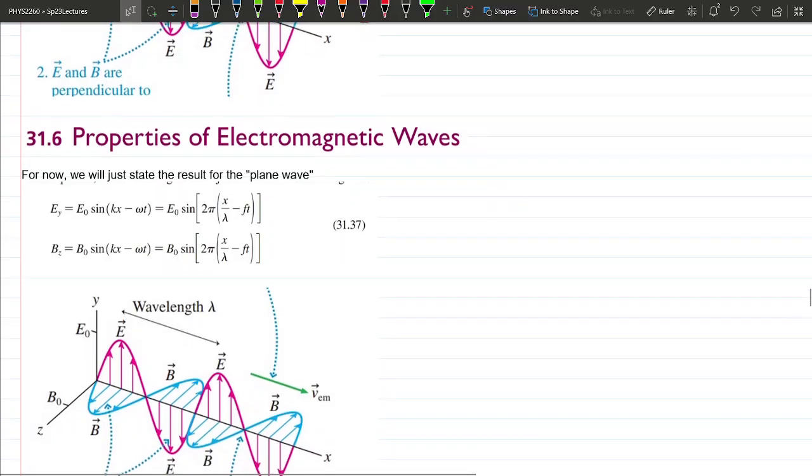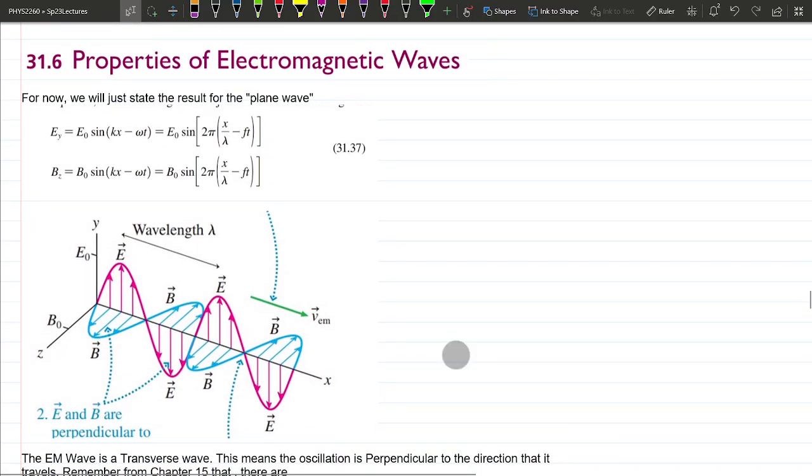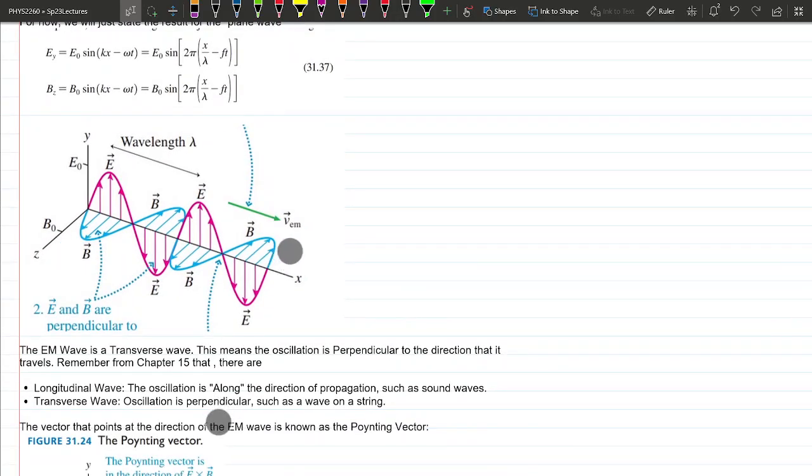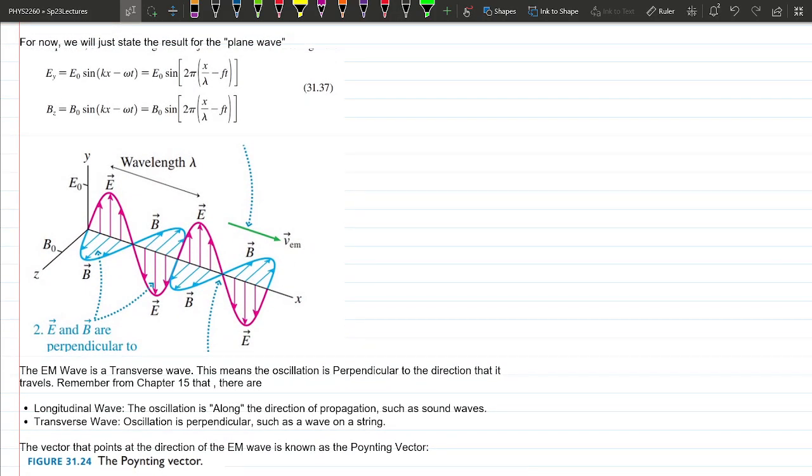Okay, so let's look at some properties. One of the things is that these are transverse waves. Does anyone remember what the other kind of wave is besides transverse? Longitudinal wave. Transverse waves are the ones that go up and down perpendicular to the direction of propagation. A longitudinal wave is one that goes along the direction of propagation. So sound is a longitudinal wave. Light is a transverse wave. That's one of the properties of electromagnetic waves.